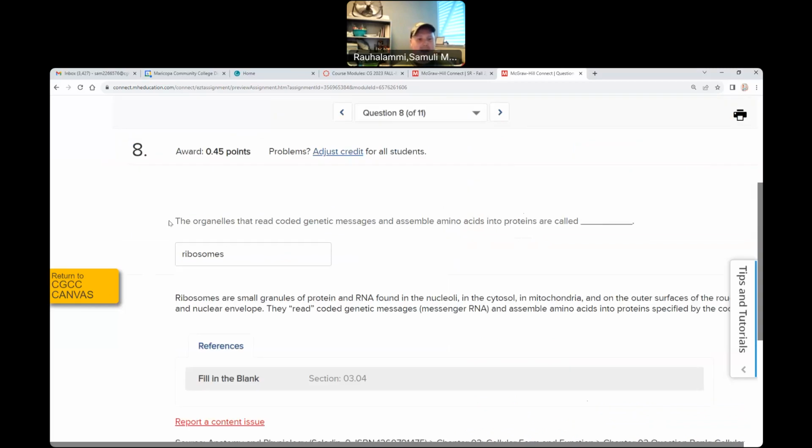Here we have a sentence that has a gap, and we're asking you to complete this gap by typing the correct answer into the box. In this question, we're being asked about the organelles that read the coded genetic message from the RNA and assemble amino acids in order based on that message, and these amino acids then become proteins. The organelles responsible for this are our ribosomes. So they're these small structures that convert the RNA into an amino acid chain, and the amino acid chain then becomes a protein.